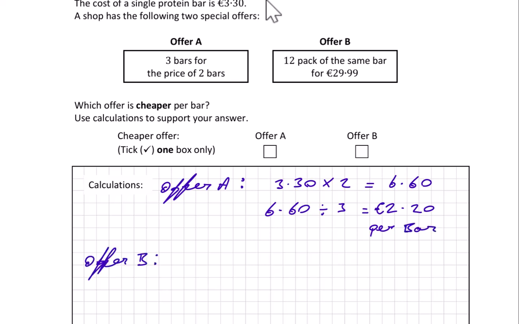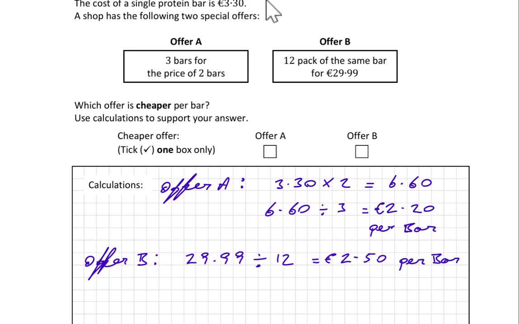So let's look at offer B. In this case, you get a 12 pack of the same bar for $29.99. So if you take €29.99, divide that by 12, it'll tell you how much you're paying for each bar. When you take $29.99 divided by 12, you'll get €2.50 when it's rounded to 2 decimal places per bar.